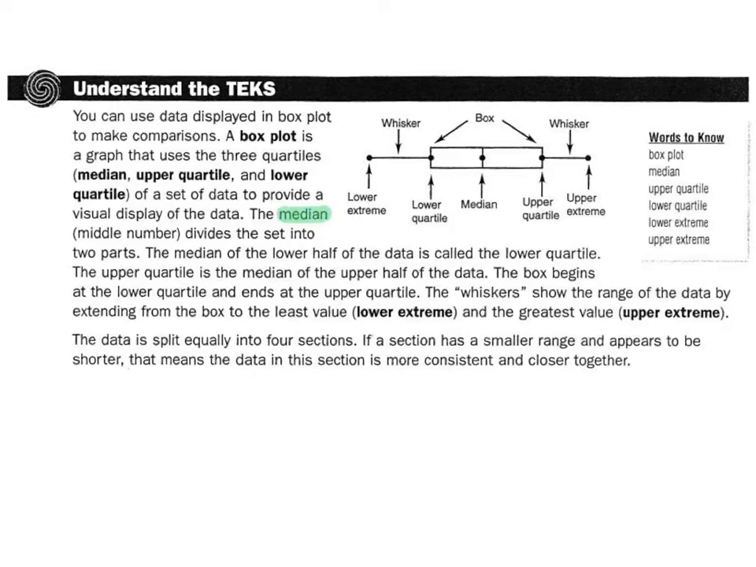The median, the middle number, divides the set into two parts. So this is the median. The median of the lower half is called the lower quartile. So the median of the lower half is here, and that runs between here and here. That number is the median.